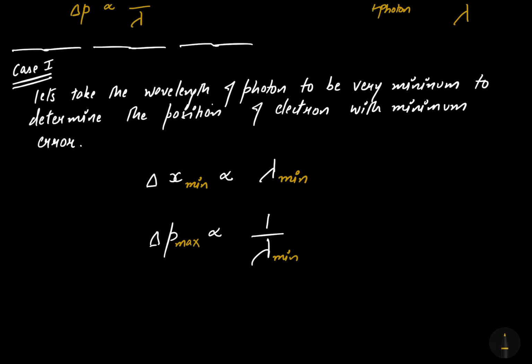So it signifies that we cannot find the position and the momentum of the electron or any other subatomic particle simultaneously. So let's talk about the other case. In this case we got that if the uncertainty in the position is minimum, then the change in momentum will be the maximum if we take wavelength to be the minimum.